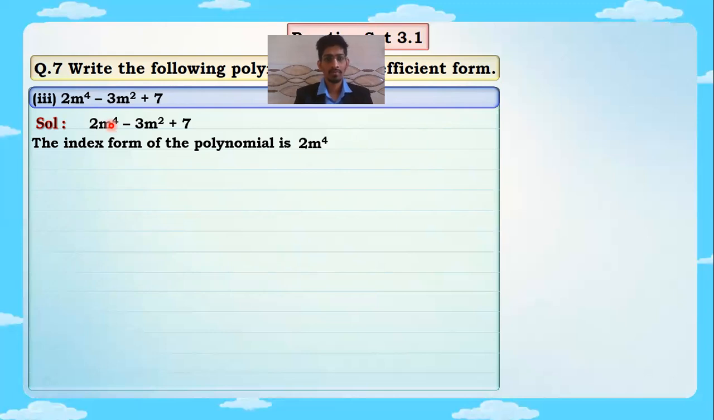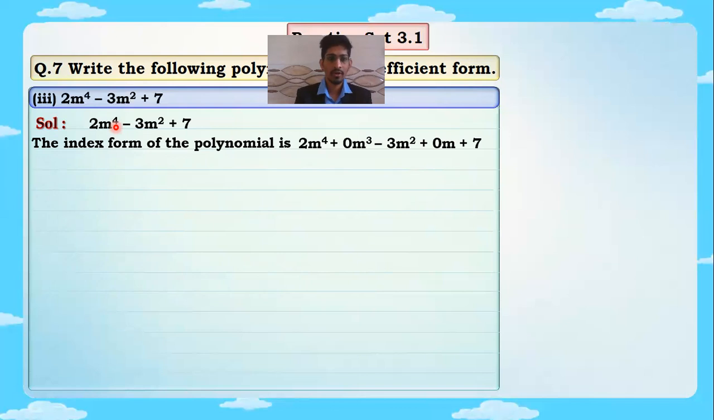2m raised to 4. After raised to 4, the raised to 3 term is missing, so we are going to write plus 0m raised to 3. After this, the raised to 2 term is already there, that is minus 3m square. The raised to 1 term is missing, that is the variable term, students. So don't forget to write that, that is plus 0m. And then the constant term, that is 7.